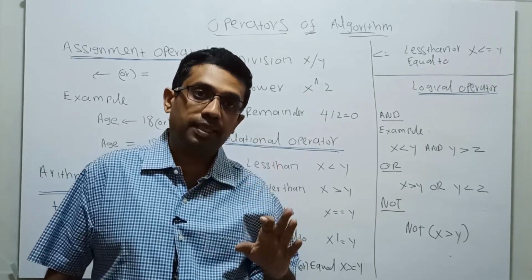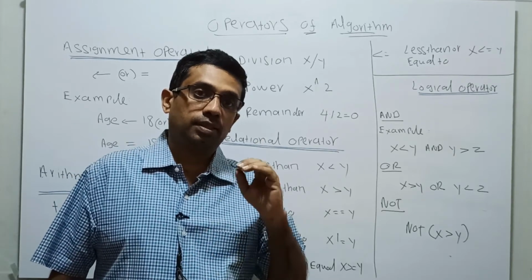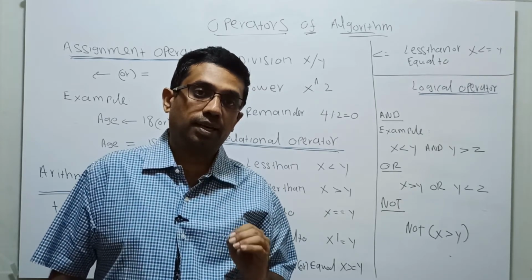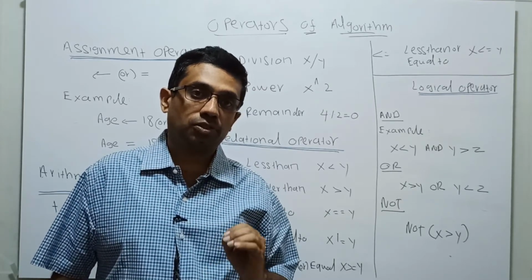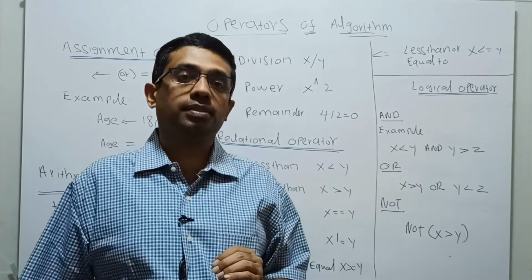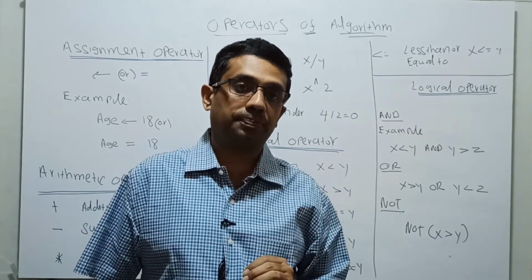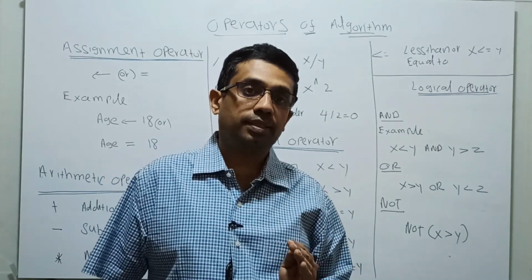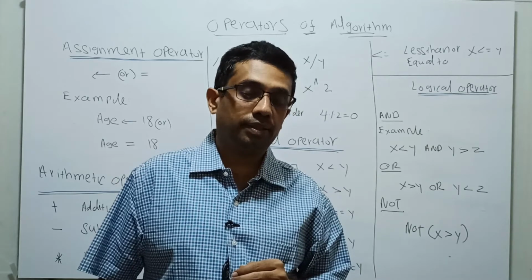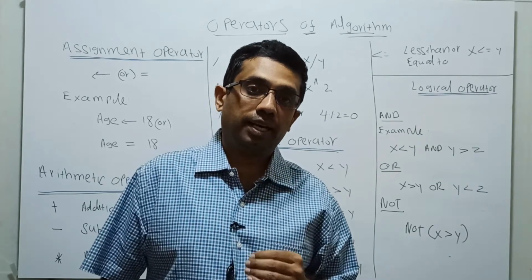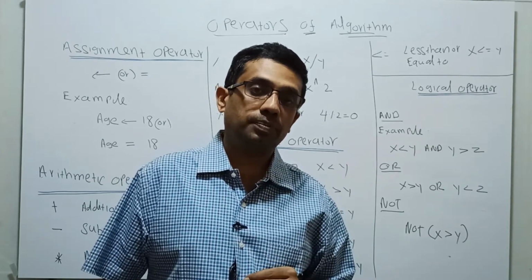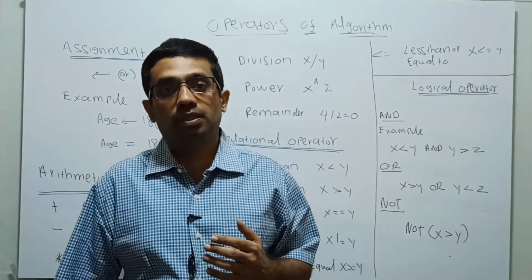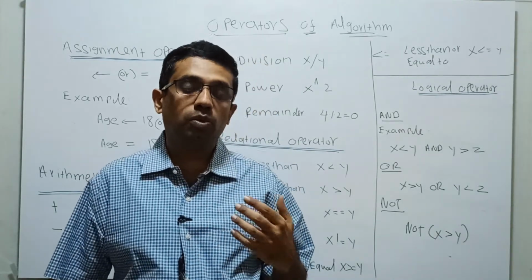Arithmetic operators, relational operators, logical operators and assignment operators. So these are the four types of operators used in the algorithm. The assignment operator is used to assign a value to a variable. The arithmetic operator is used to perform arithmetic operations. The relational operator is used to compare two variables.